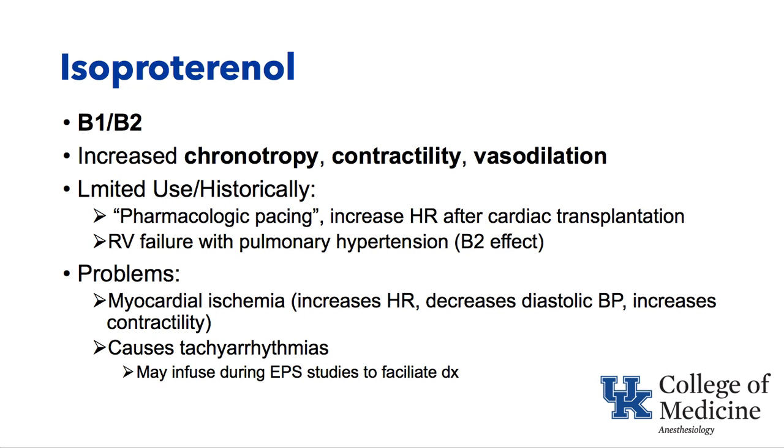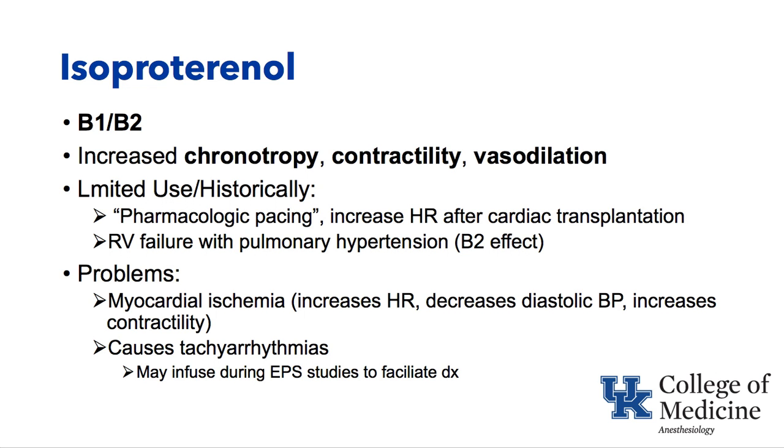Transvenous or epicardial pacing has replaced that, and epinephrine is the drug of choice in a patient post-cardiac transplantation who is both bradycardic and hypotensive. In a patient who has RV failure with pulmonary hypertension, isoproterenol had been used in the past because of its beta-2 effect in decreasing pulmonary vascular resistance. However, this is historical, because we have much better drugs now to help the RV beat better and to decrease the pulmonary vascular resistance. There are some problems with isoproterenol.